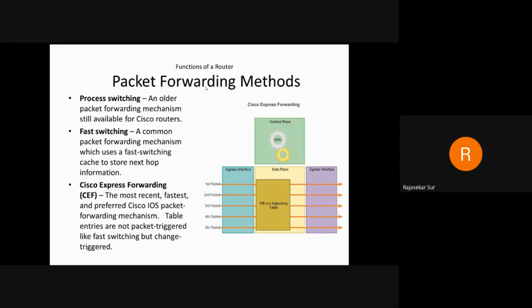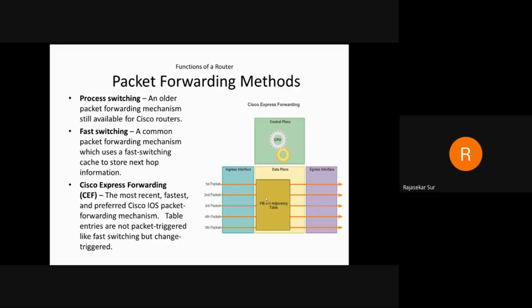The router is using three different methods. The first method is called process switching method. Second method is fast switching method. Third method is called Cisco Express forwarding method. There are three different methods of packet forwarding available.